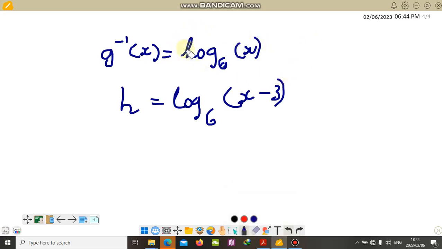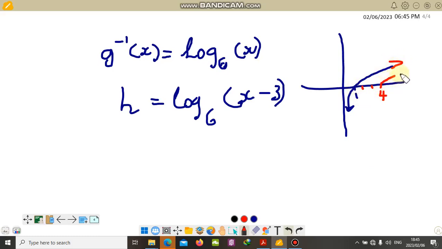So for the original graph, let me plot the original graph. It looks something like this. We know it does not touch this line, and here it's 1. So now when you move this graph by 3 to the right, this point has to move 3 units: 1, 2, 3. So it's going to be 4. This is going to be the new point of this graph. Let me draw it. It's going to be like that, but it's the same graph, same shape, same everything.